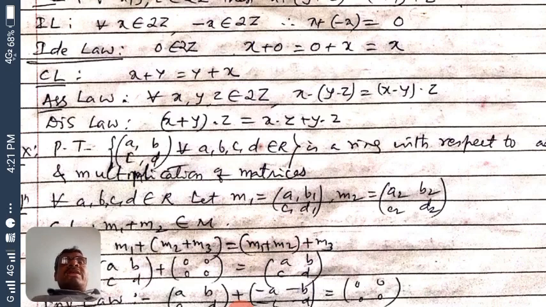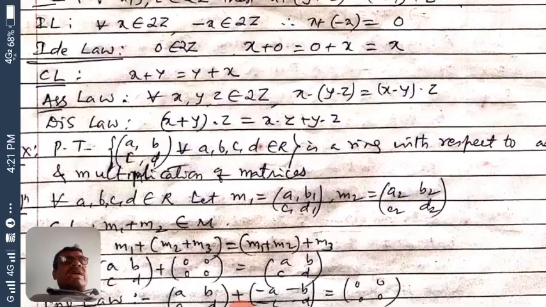Then the second axiom is the associative law under multiplication. Again for all x, y, z belongs to 2Z, therefore x into (y into z) is (x into y) into z. Then the third axiom is the distributive law, that is (x plus y) into z is equal to x into z plus y into z for all x, y, z belongs to 2Z.